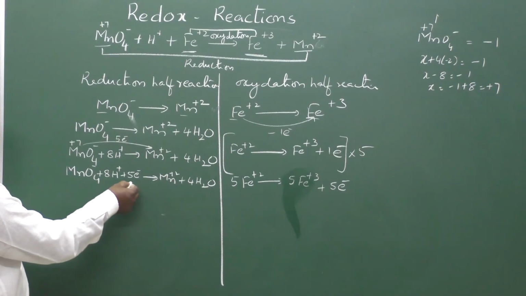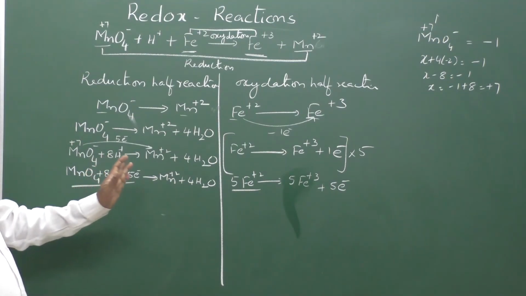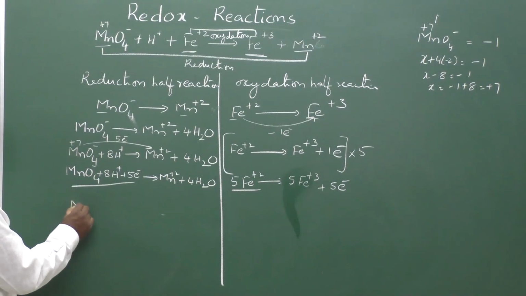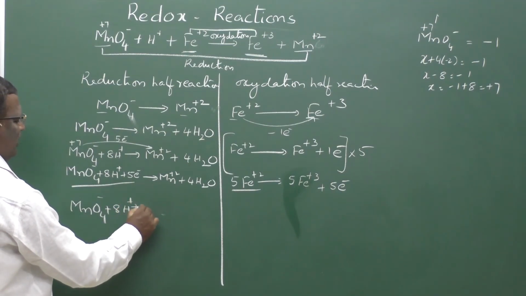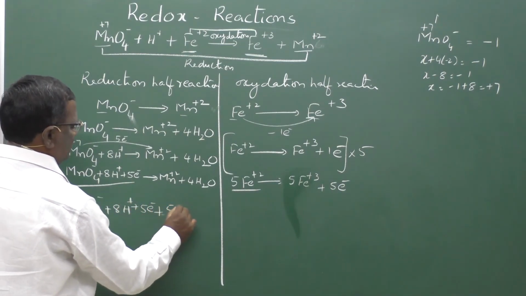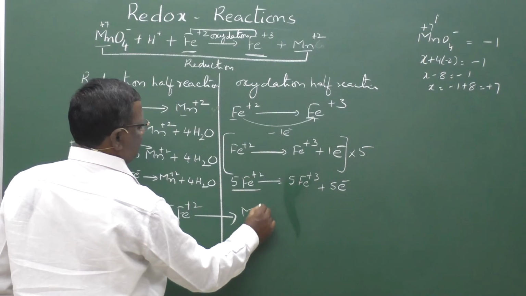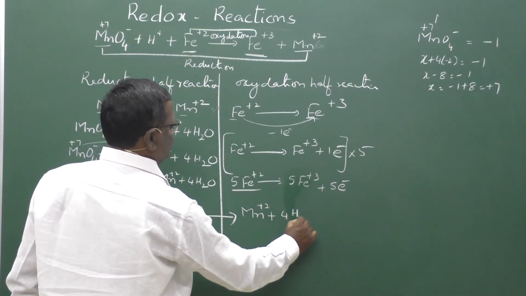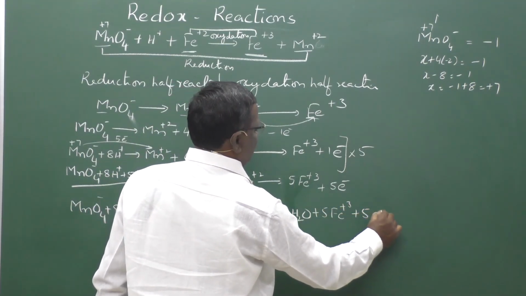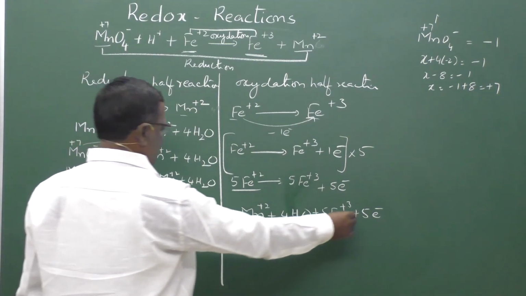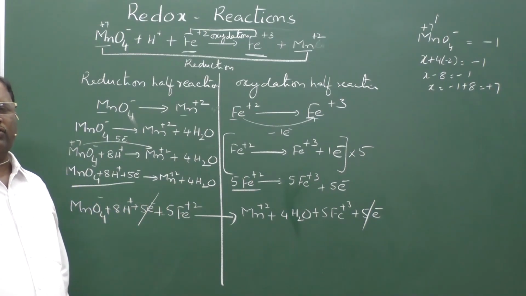Now you have to add these two half reactions. That means all reactants should be written on one side and all products on the other side. So MnO4 minus plus 8H plus plus 5e minus plus 5 Fe plus 2 gives Mn plus 2 plus 4 H2O plus 5 Fe plus 3 plus 5e minus. Here 5e minus and 5e minus are cancelled. So that is the final balanced equation.